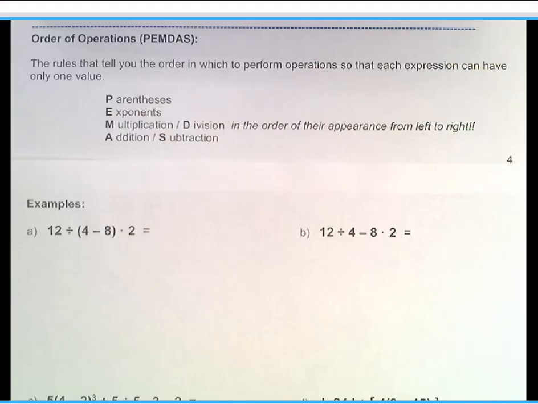The first thing you always do, the P stands for parentheses. You always do whatever's in parentheses first, or you try to get rid of any parentheses that you have in your problem. So that comes first. The E stands for exponents. You always do exponents next. Handle those. What should be left in the problem then is multiplication, division, addition, and subtraction.